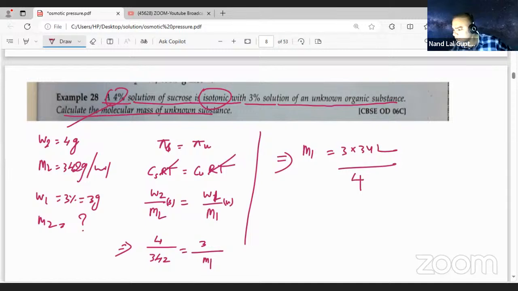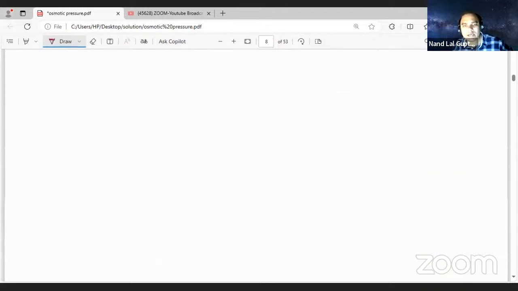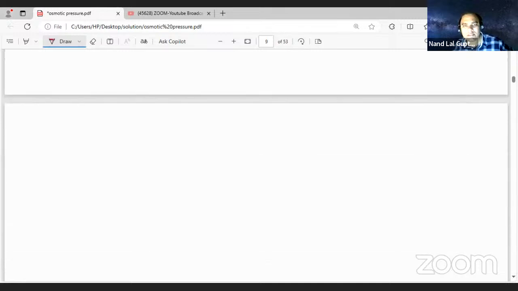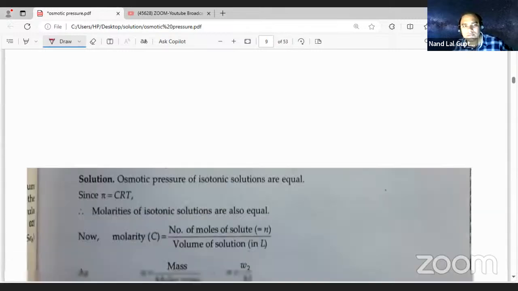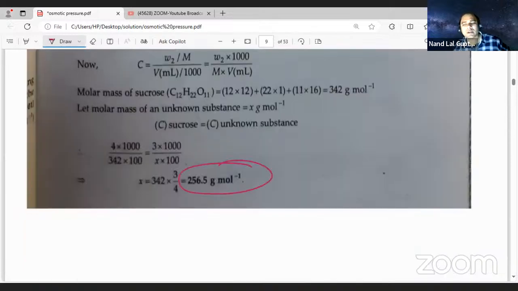Okay. So here you see 3 into 342 divided by 4. So 256.5 gram per mole is coming, student. So this is going to be M1. So the molar mass of the unknown substance is how much? 256.5. You can verify the answers, it is there in the slide. So the answer is absolutely 256.5 gram per mole.